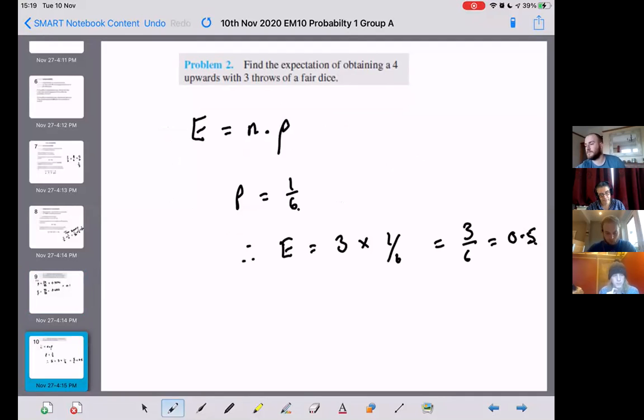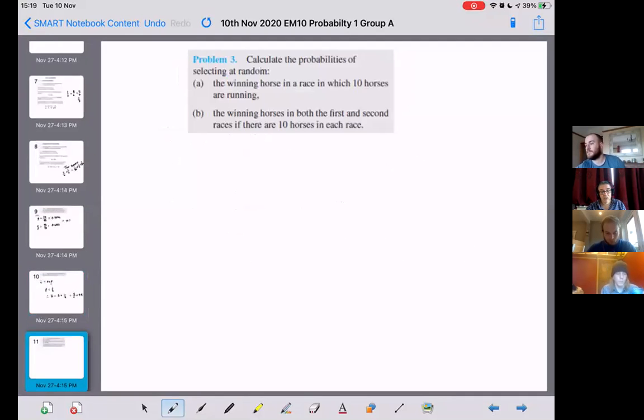Right. Have a go at this one. Calculate the probabilities of selecting at random the winning horse in a race with 10 horses, and the winning horse in both the first and the second race if there are 10 horses in each race.